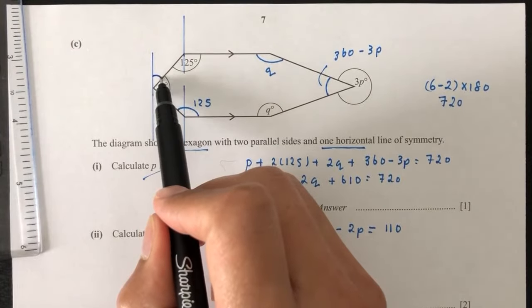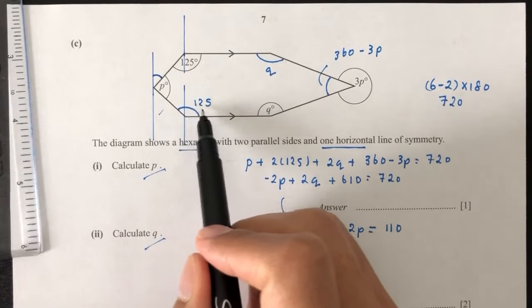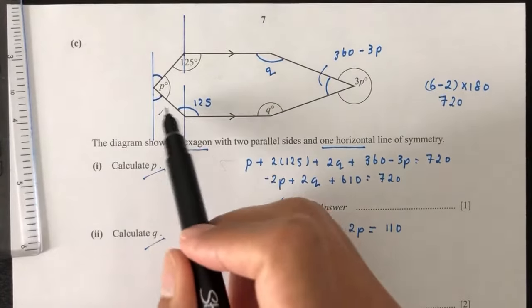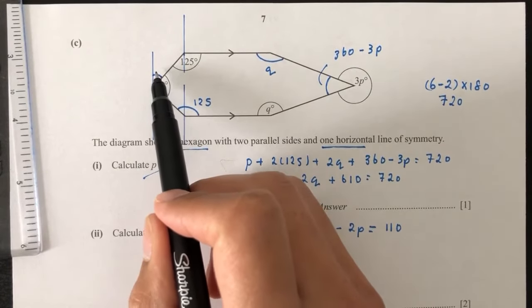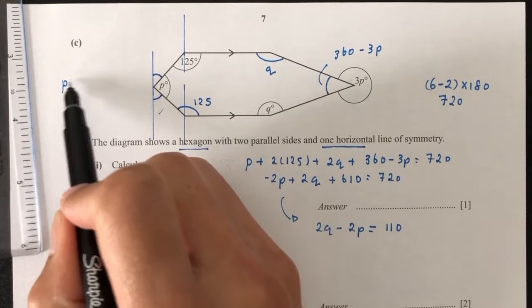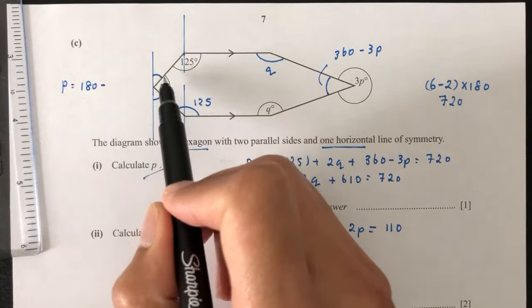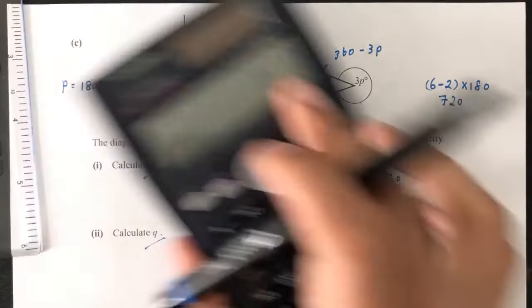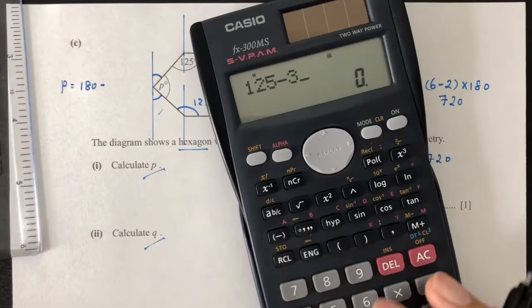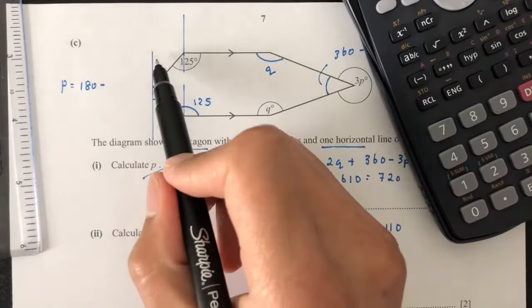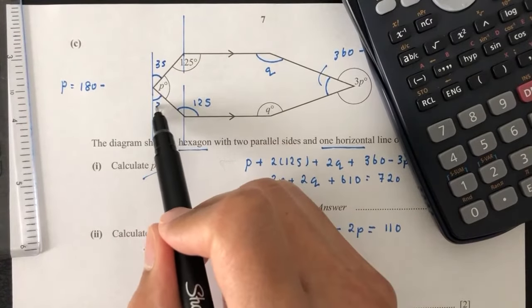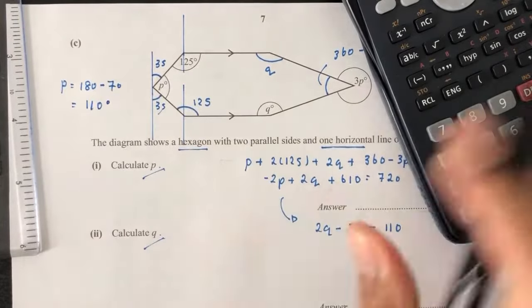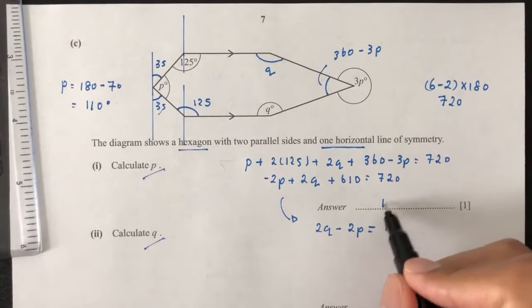This should be equal to this. And if this is 90, this is what angle? This should be equal to this. As you can see, P is equal to 180 minus this minus this. So P is 180 minus these two angles. So this angle here will be what? It will be 125 minus 90. It will be 35 and 35. So minus 70. P will be 110. So that's the value of P, 110.